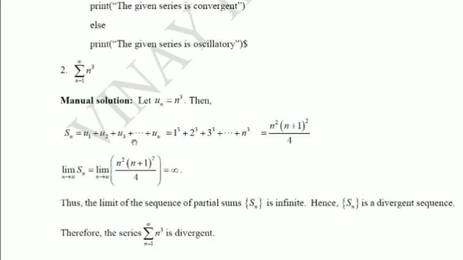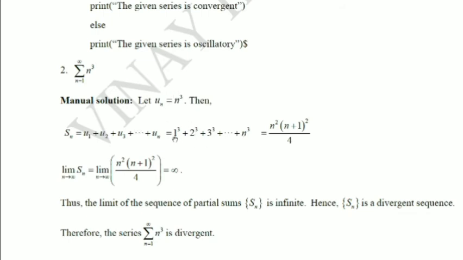Now in the next problem, see, we have been given summation n from 1 to infinity n cube. So here your nth term is n cube. Then what is your Sn? Yes, it is u1 plus u2 etc. up to un. Give n equal to 1 here. So when n equal to 1, this becomes 1 cube. When n equal to 2, 2 cube. n equal to 3, 3 cube, etc.